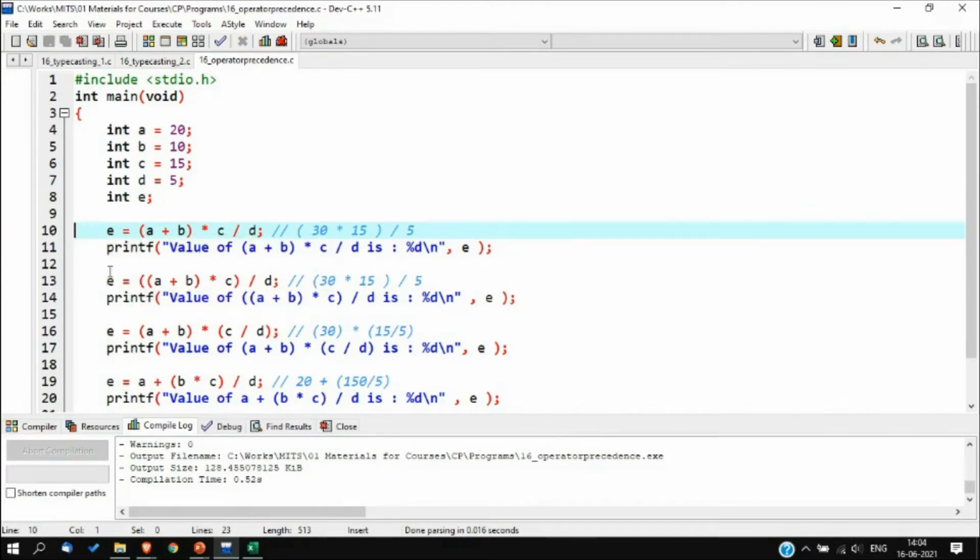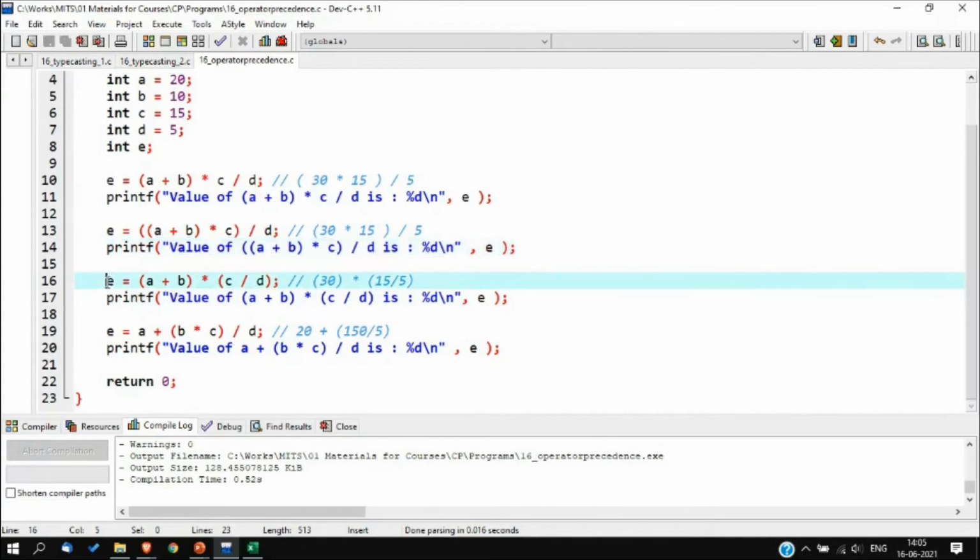And then the second expression, that is (A plus B) into C divided by D. Again in this case the same value will be obtained, because there is a bracket around A plus B, and that is evaluated first. Then this is again 30 into 15 divided by 5.